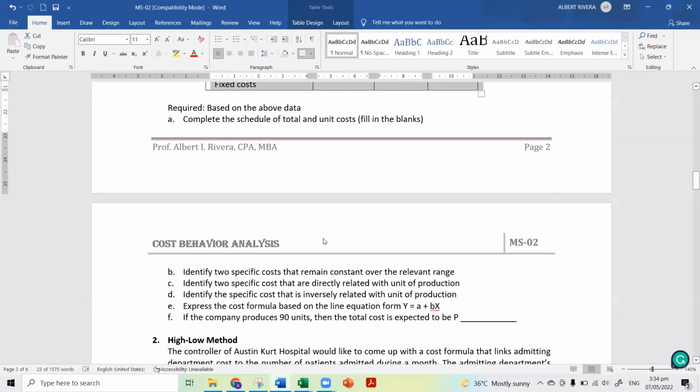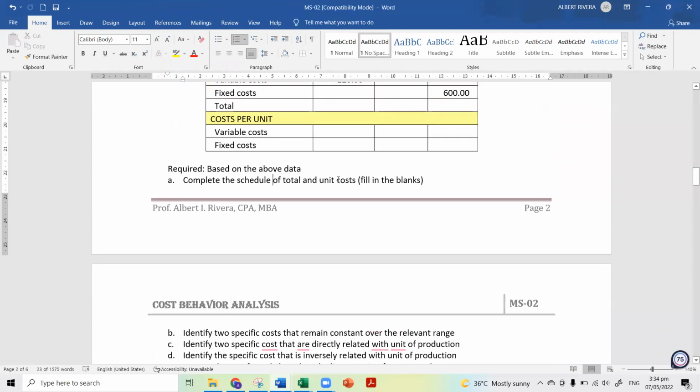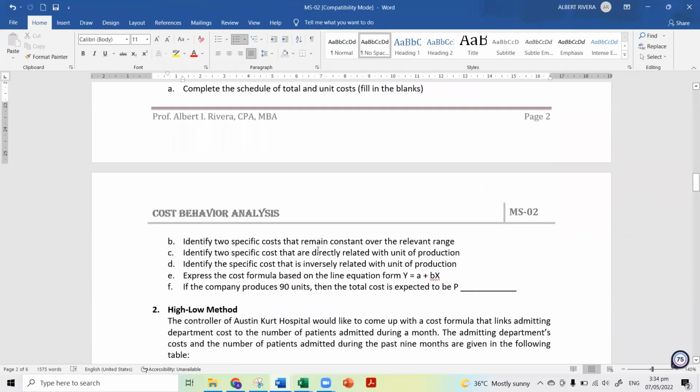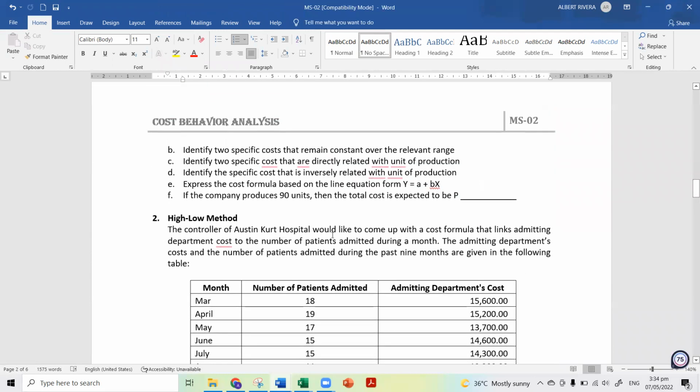Yan. So, complete the schedule. Ayun, nakompleto mo na. Identify two specific costs that remain constant over the relevant range. Ano yun? That is the fixed cost in total. And what is the other one that is constant over the relevant range? That is the variable cost per unit.